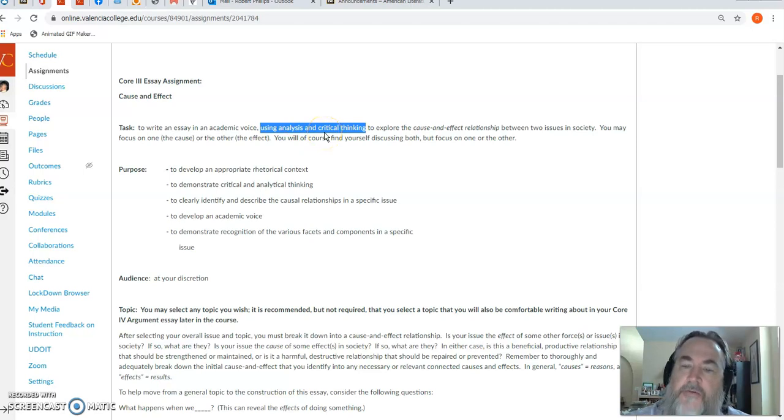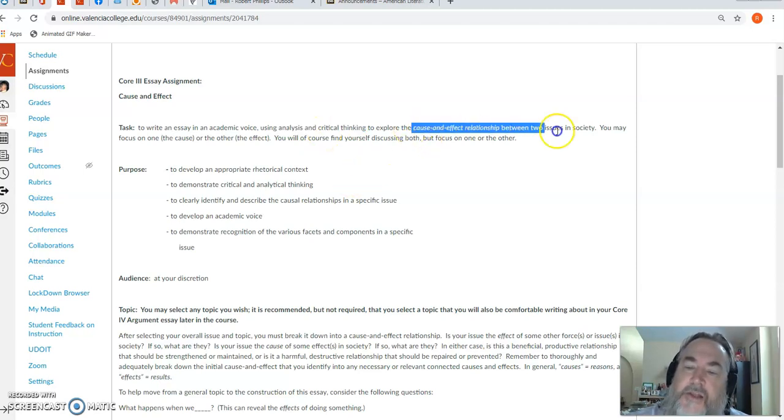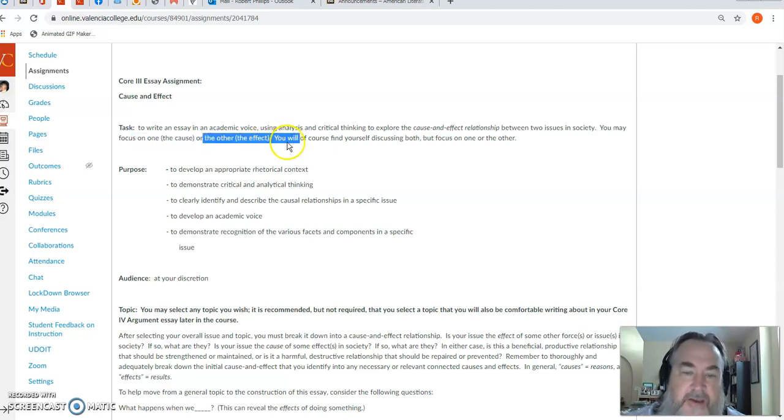And critical thinking, of course, to explore the cause and effect relationship between issues in society. You may focus on one, the causes of something, or the other, the effects of something. And I strongly recommend that you do that. Try to focus on one side or the other. Trying to do both is a little bit messy in the scope of one essay of the length that I'm asking you to write.